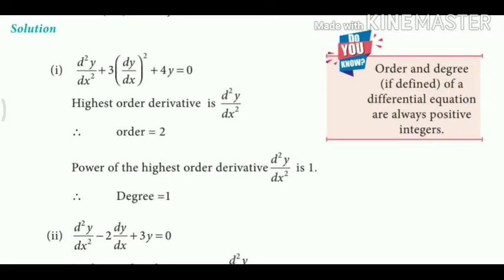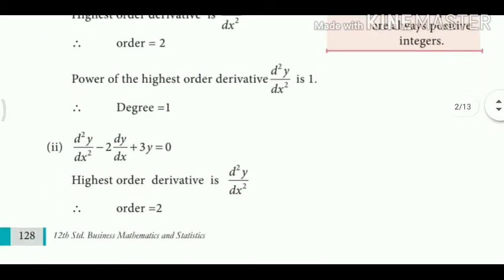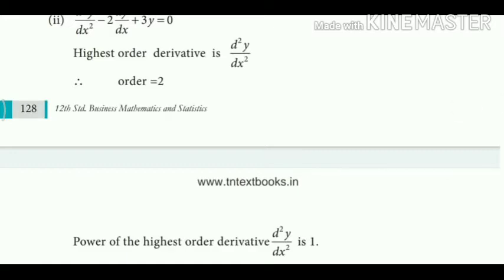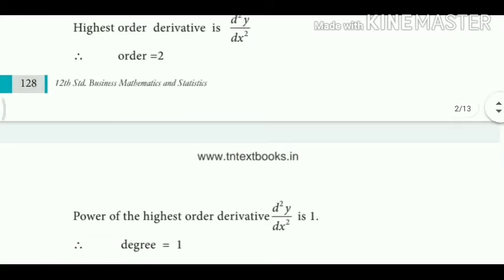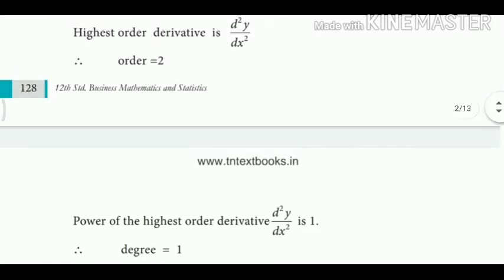The second question, that is in first question, the subdivision 2. D square y by dx square minus 2 times of dy by dx plus 3 times of y equal to 0. Here y is given, dy by dx is given, d square y by dx square is given. So we have two derivatives. One is dy by dx and d square y by dx square. What is the highest order here? Here highest order of derivative is d square y by dx square. For this order we have to find the power, that is degree. Okay. So the power of this order is 1. So therefore the degree equal to 1.